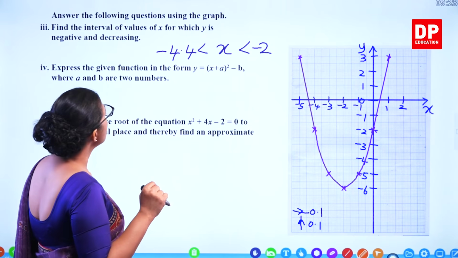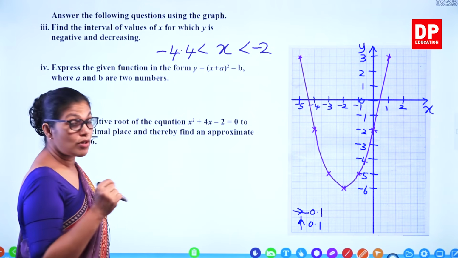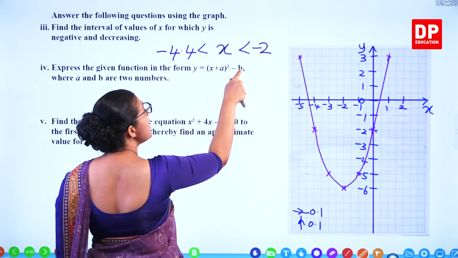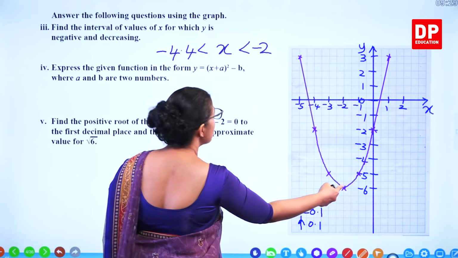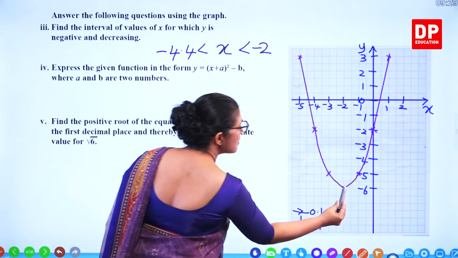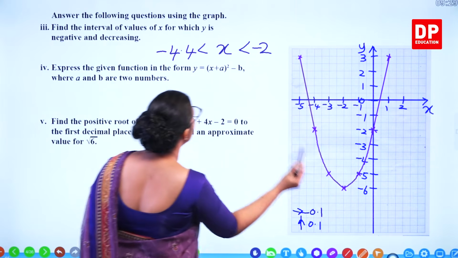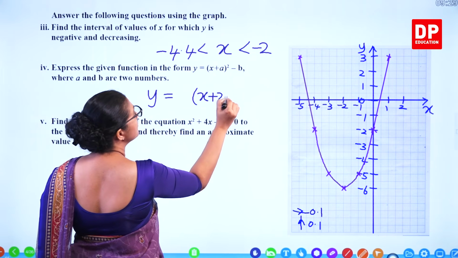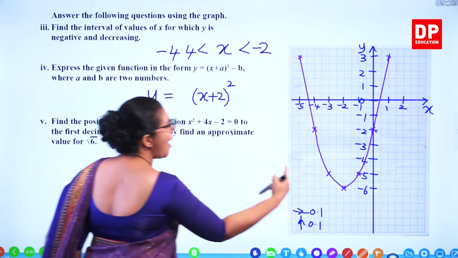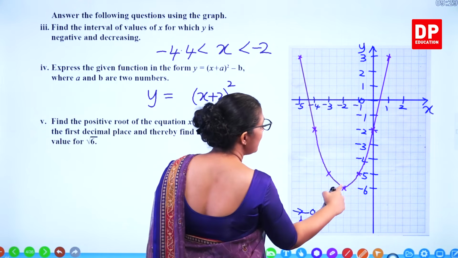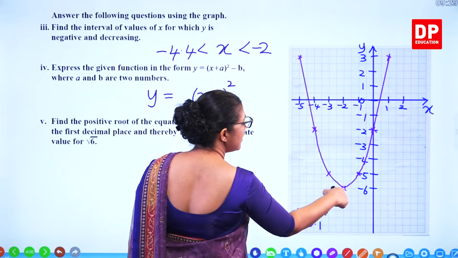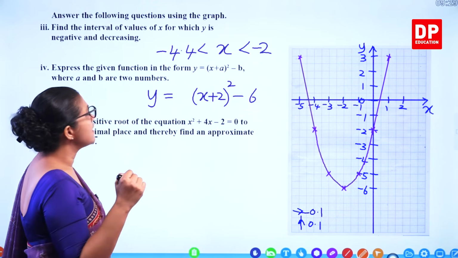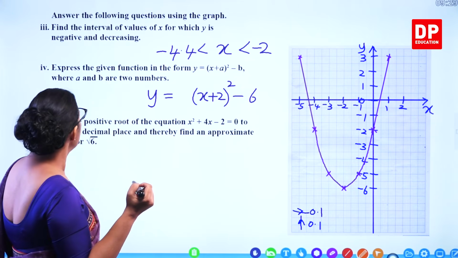Express the given function in the form of this. So it's the completing the square method. How do you get this a and b? That's the turning point. So we know this value of x is minus 2. So this becomes x plus 2 squared. And then what's the value of y? The turning point is minus 6. That comes here. So that's the equation here.